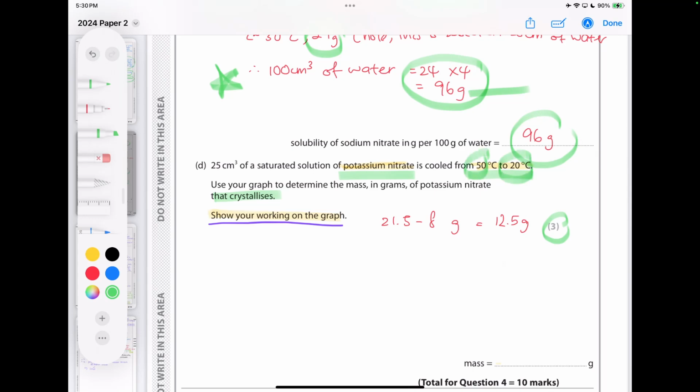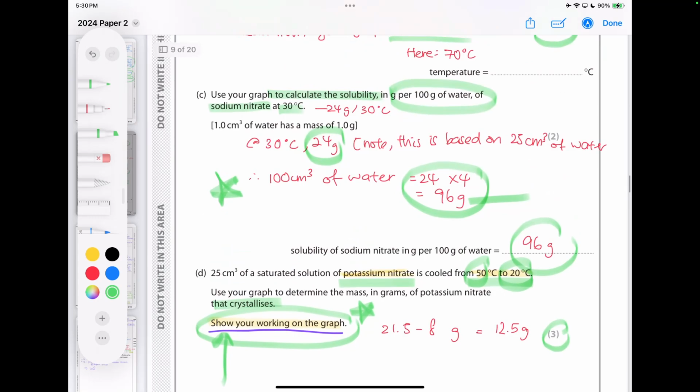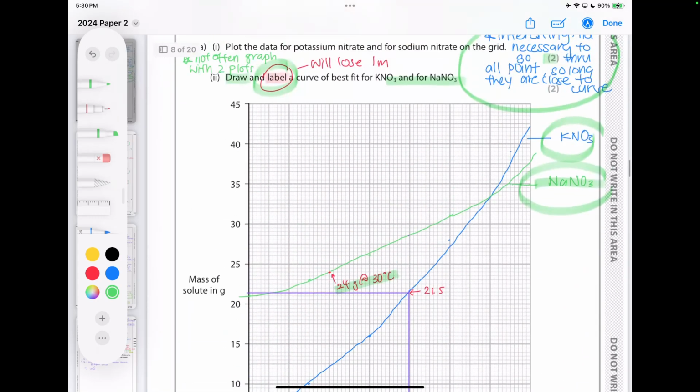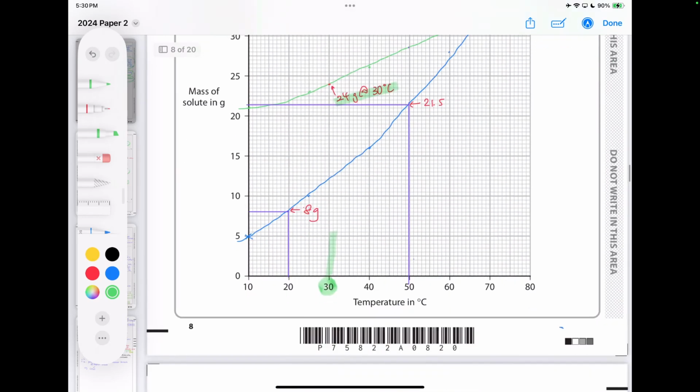So one thing you need to take note in terms of command word is show your working on the graph. I can't emphasize this enough. You do need to draw the lines on your graph in order to show your working. So we are going to look at potassium nitrate over here and at 50 and 20. Okay, so potassium nitrate is the graph that's in blue. So the first thing, I'm going to take this away first, okay? I'm going to use yellow. So at 50 and at 20.